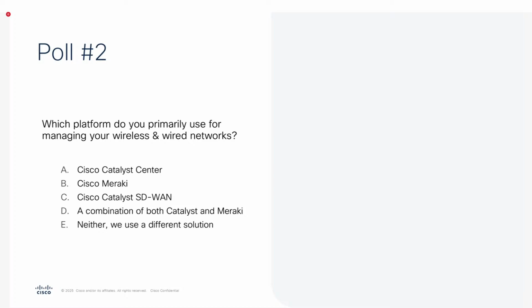And poll number 2, so which platform do you primarily use for managing your wireless and wired networks? So do you use Catalyst Center, Cisco Meraki Dashboard, Catalyst SD-WAN, a combination of both, hybrid mode, Catalyst and Meraki, or neither? Do you use an API-driven approach, something like Ansible or Puppet Chef, right?